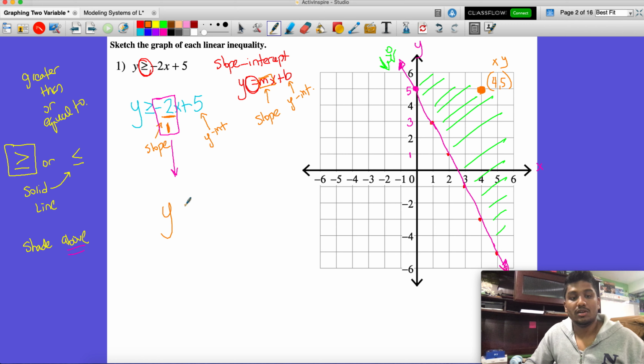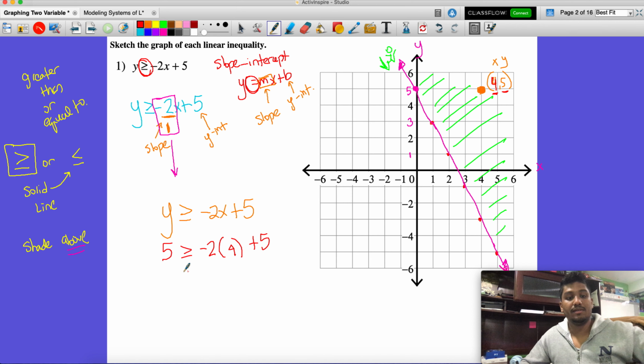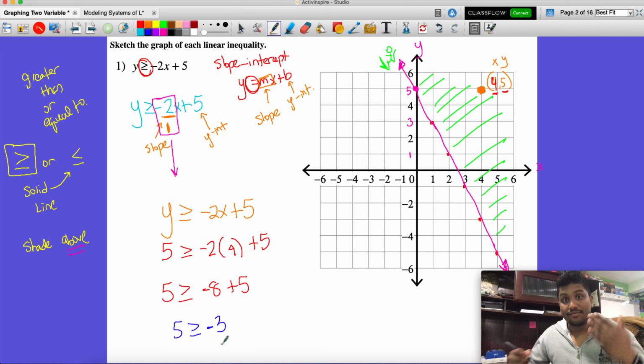So the original inequality was y ≥ -2x + 5. And we're going to substitute it. Remember this is your x, this is your y. So y was 5, 5 ≥ -2(4) + 5, because the 4 was x, and then we're going to evaluate it. So 5 is greater than or equal to -8 plus 5. And if we continue that, we get 5 is greater than or equal to -3. So is 5 greater than or equal to -3?